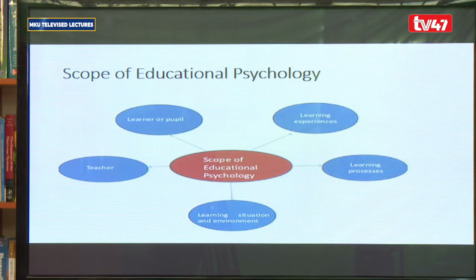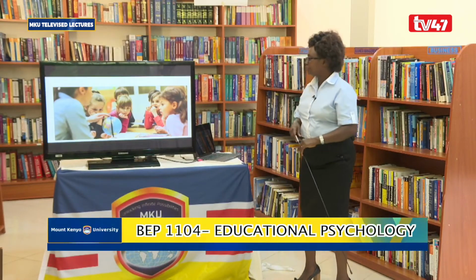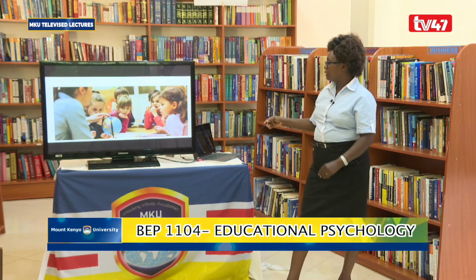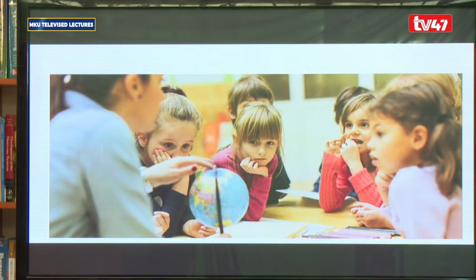This environment where I am teaching, how is it? Is the room well ventilated? Is there enough lighting? We are concerned about that. So basically, this is what we call the scope of educational psychology. Now, we are going to look at each one of them, not necessarily in this order, one by one. As you can see there, I have portrayed a diagram of a teacher. You can see this is a geography teacher, and those are the pupils there.